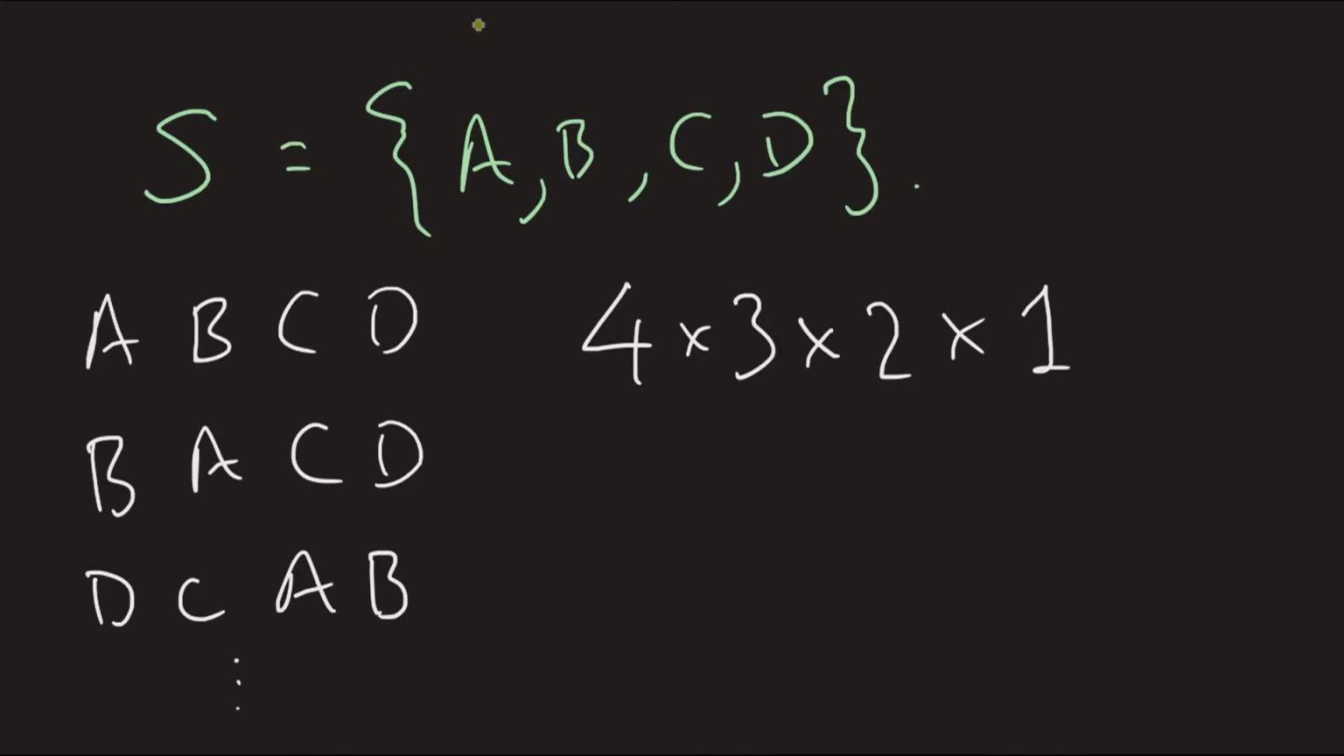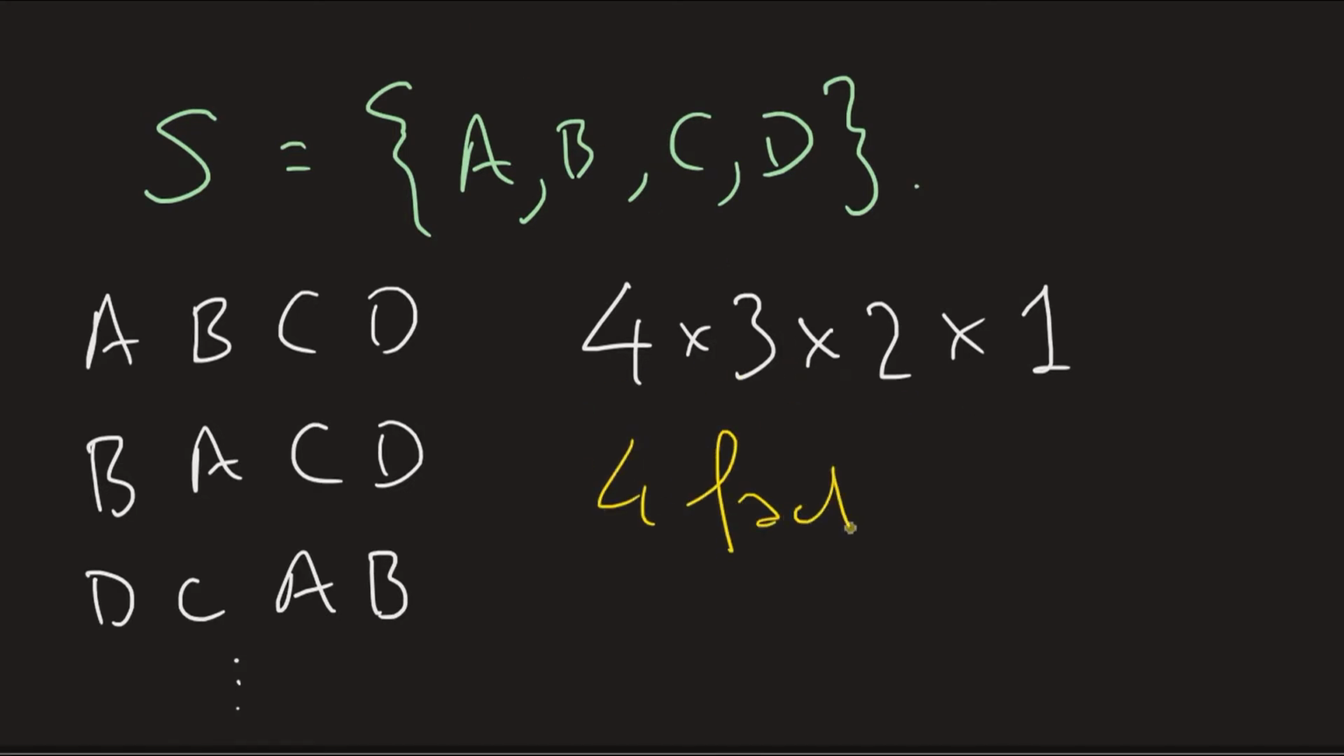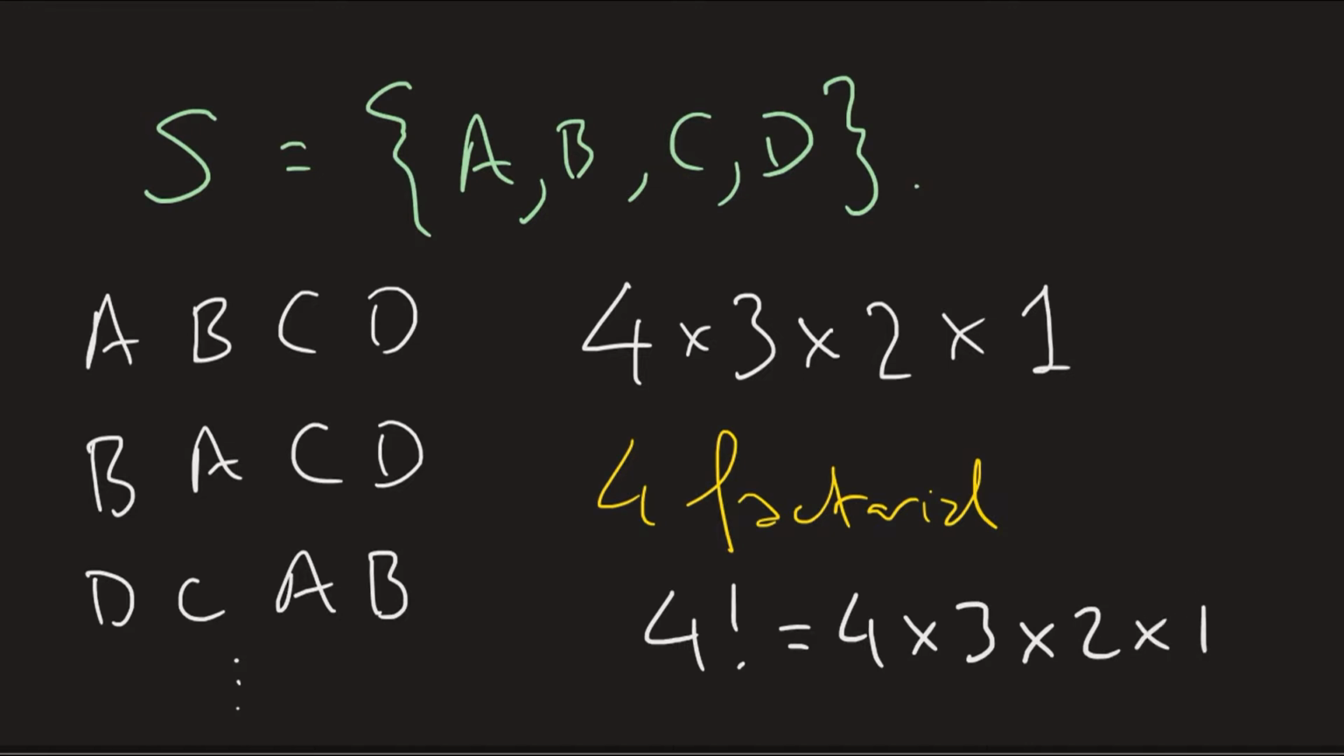And there's a name for this number. It's called 4 factorial. And the notation that's used for it is 4 with an exclamation mark. So 4 factorial equals 4 times 3 times 2 times 1.